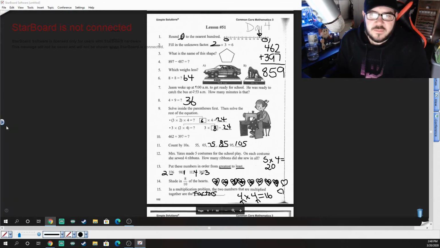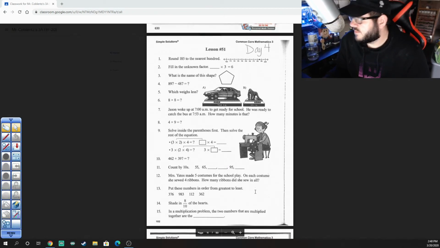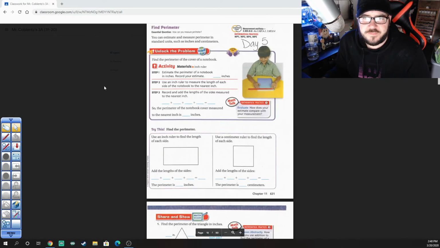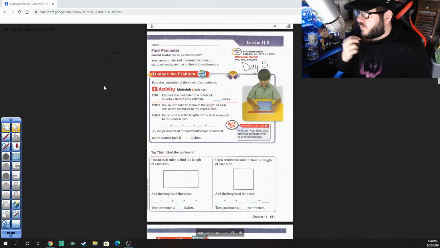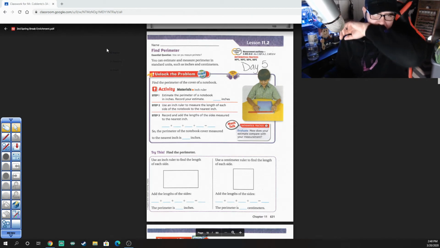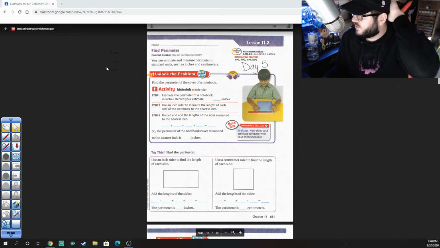All right. Yeah, so I'm not seeing the hearts here for some reason, so I'm not sure exactly what happened there. But you can draw your own hearts. Let me go down here to the math lesson 11.2 on perimeter.